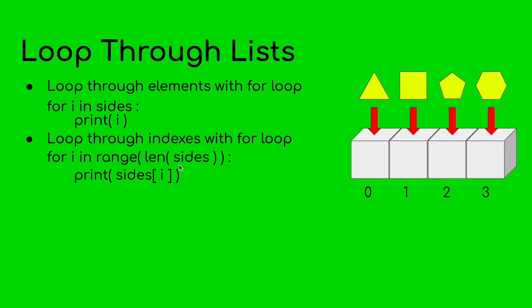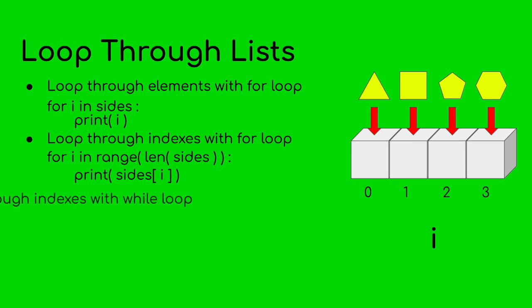So what this is going to do is that first 0 is going to go inside of I, and then you're going to print triangle because triangle is the 0th element of sides. And then 1 is going to go into I, and you're going to print square, and 2 is going to go into I, and you're going to print pentagon, and then 3 is going to go into I, and you're going to print hexagon.